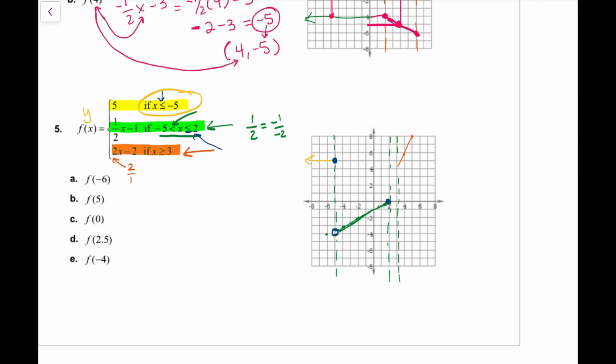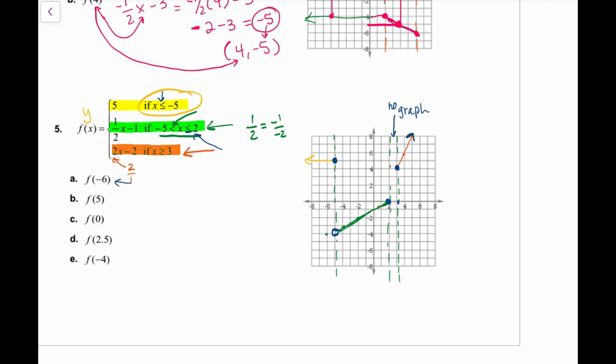And our last equation is if x is greater than or equal to 3. So x is 3 here. So we have a closed circle right there, and then it continues on. Notice there's an area where there's no graph in between 2 and 3, okay? So it's not defined there.